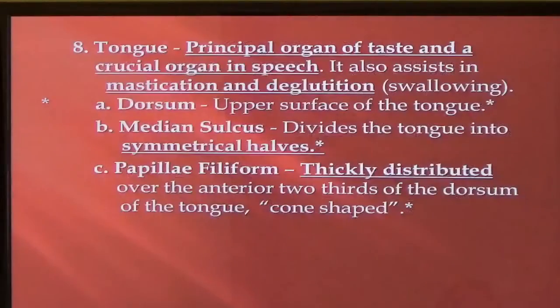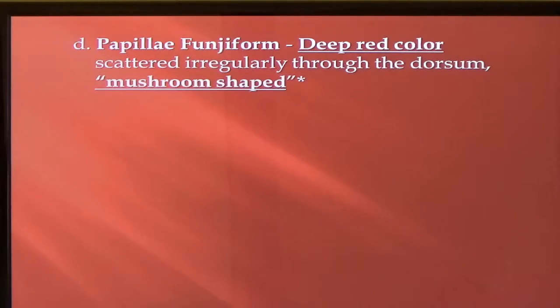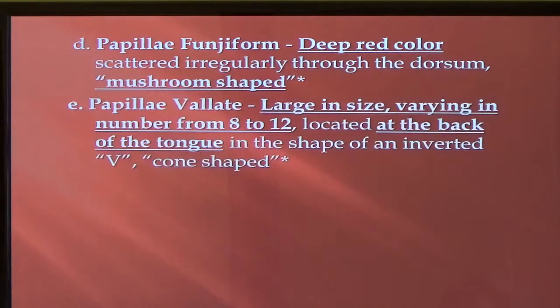Okay, so papilla filiform, they look like little hairy guys. So anterior two-thirds of the tongue. Papilla fungiform, what are they going to look like? Mushroom, yeah, fungi. Okay, deep red color scattered irregularly throughout the dorsum, mushroom shape.